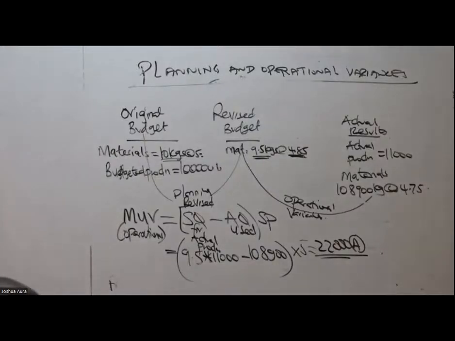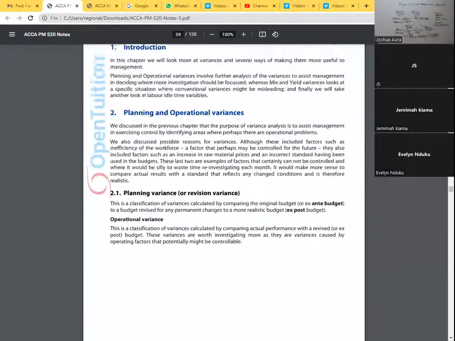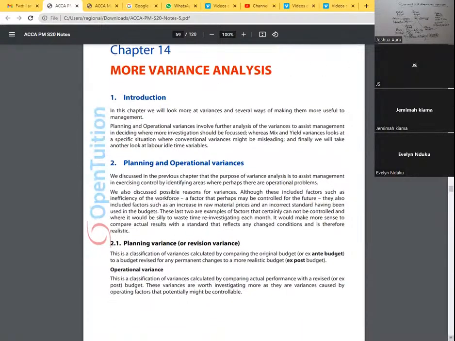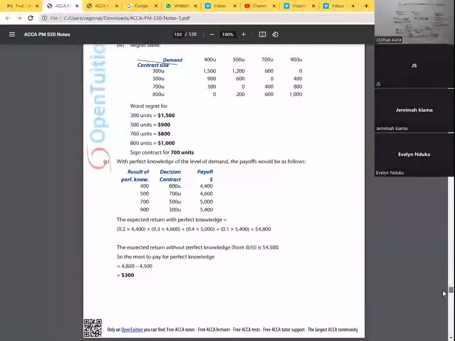So, ladies and gentlemen, remember this book has got answers at the back. What you need to know is basically the chapter number. It's chapter 14 and the question number is example 1, and then you'll be able to go to chapter 14.